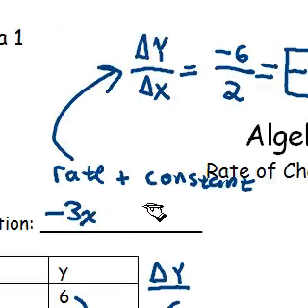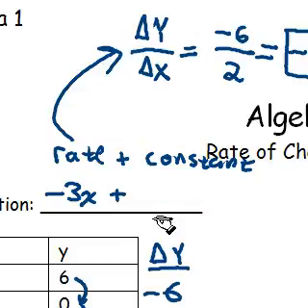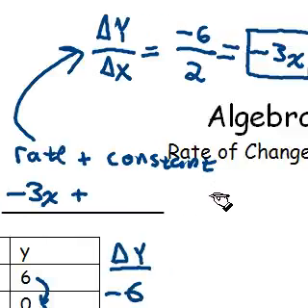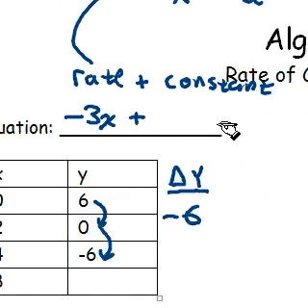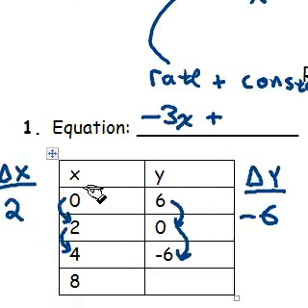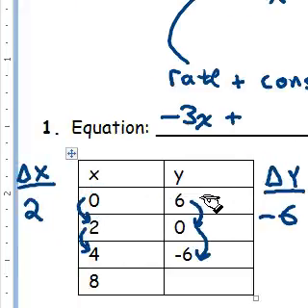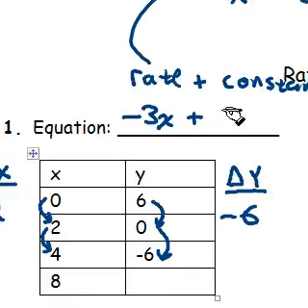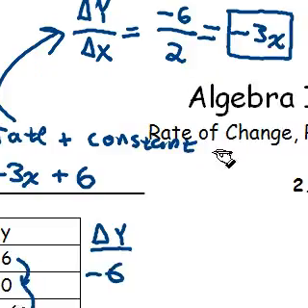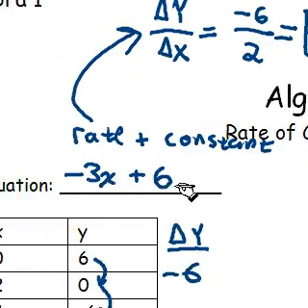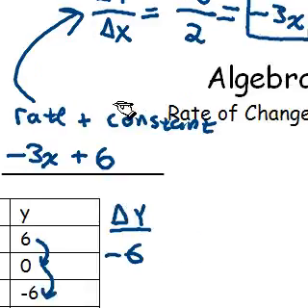Now our constant, we need to figure out what we started out with. Our constant is always whatever y was when x equaled 0. Whatever the quantity was that we started out with at time 0, whatever our initial endowment was. And we can just see from this table right here that when x equaled 0, y equaled 6. So our equation is negative 3x plus 6. That is our rule.